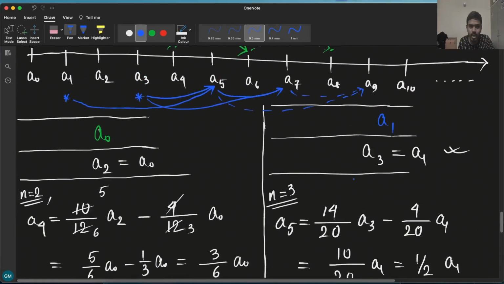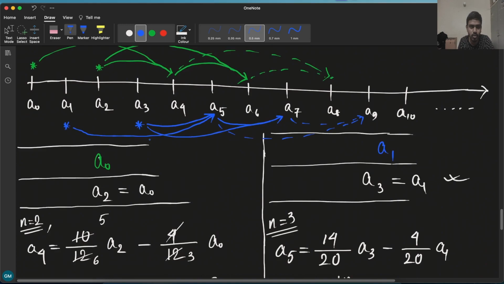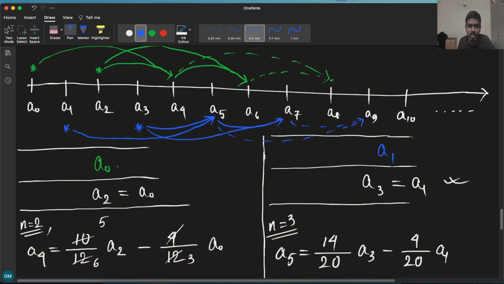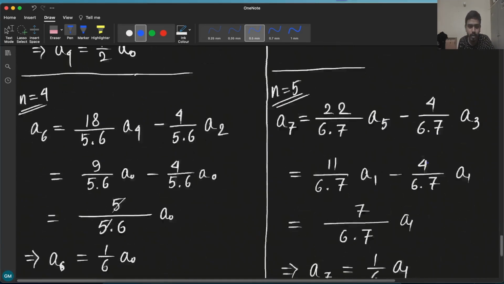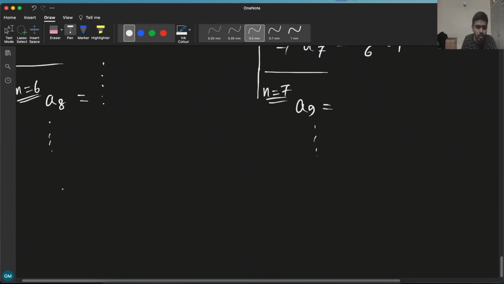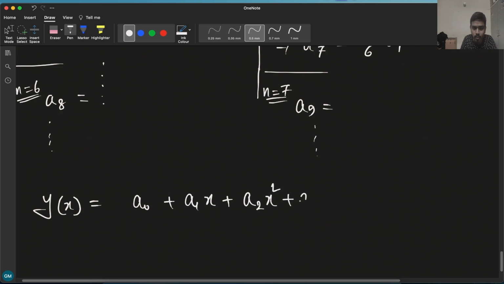So basically we are left with two series. One is for A0, the series of even indexed coefficients, and this is the series of odd indexed coefficients if one starts with A1. So the general solution will be y, which will be A0 plus A1x plus A2 x square plus A3 x cube plus A4 x to the power 4 plus A5 x to the power 5 plus dot dot dot.